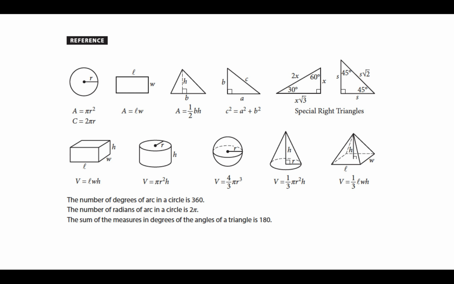In terms of 3D objects, we're looking at volumes of rectangular solids, a cylinder, a sphere, a cone, and a pyramid. The sphere and the pyramid and the cone are actually new to the SAT over the old SAT. They do also speak about the number of degrees in the arc of a circle. So in other words, if you went all the way around a circle, it's 360 degrees.